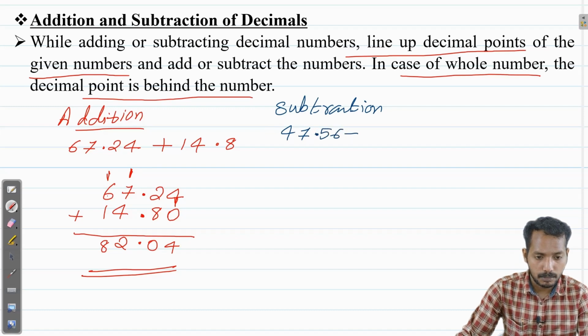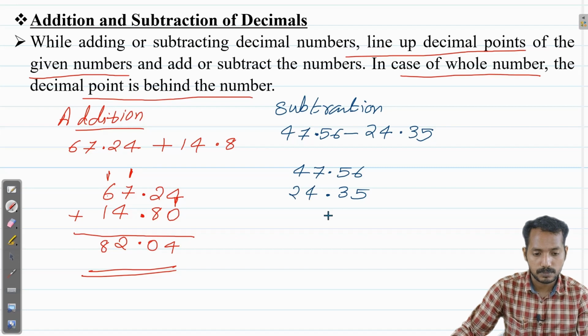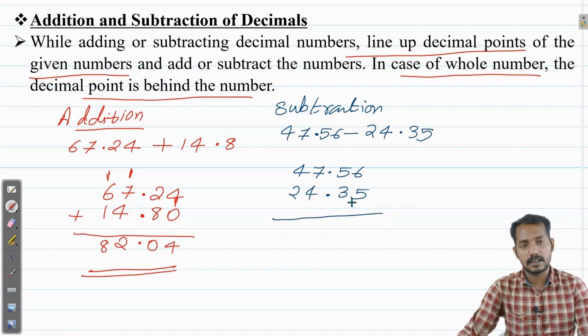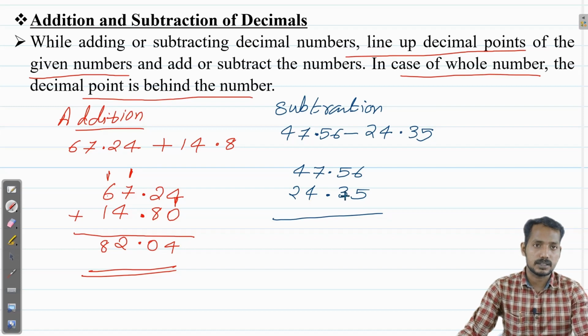47.56 minus 24.35. So just write those numbers. 47.56. Keep the decimal point here and write the digits after the decimal point, that is 35, and before the decimal point are 4 and 2. Now there is no need to place a 0 because both numbers have the exact same number of digits after the decimal point. So nothing to do. Just subtract it.